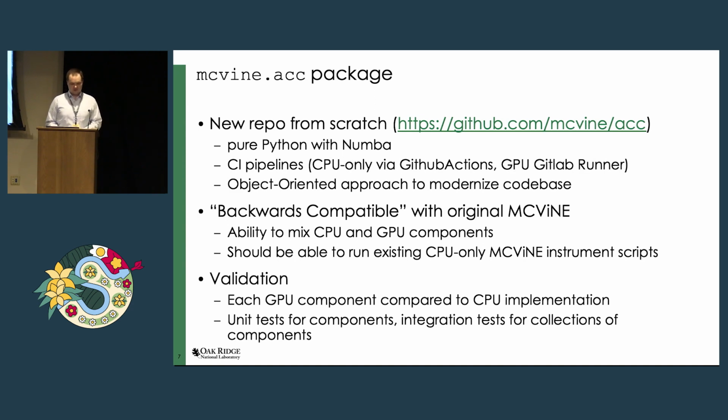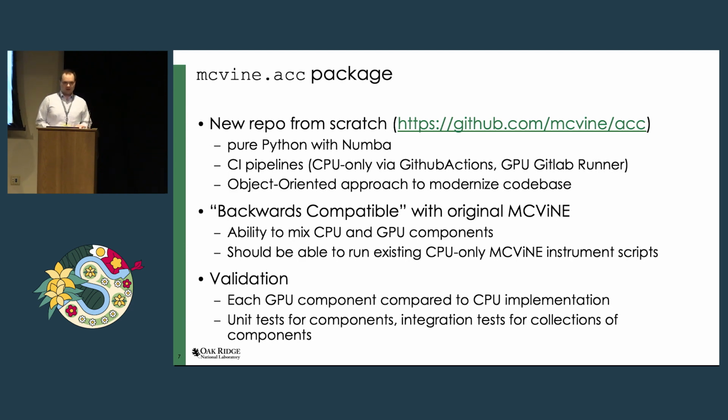Part of the challenges for this is that we want to be backwards compatible with the original version of MCViNE. So we don't want to break any existing scripts or anything that the users are currently using. So we want to be able to support what's already existing as well. And since we're implementing all these components back on the GPU, we want to be able to support a mixture of CPU and GPU components, at least initially, since we won't be able to implement everything on the GPU at the beginning. So we want to provide this mixture with no overhead to the user.